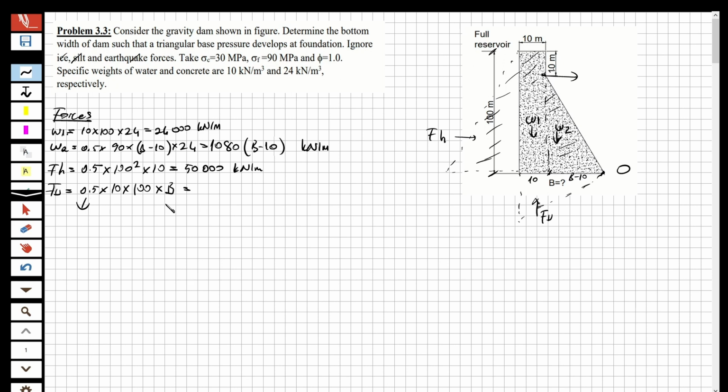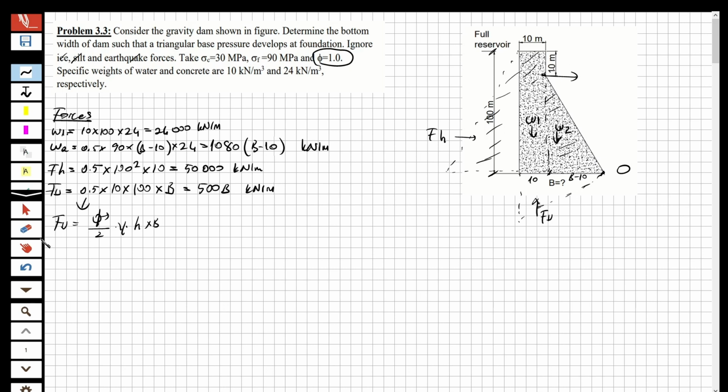For the uplift force, we have a formulation. The uplift force formulation is this one: phi over 2 multiplied by the unit weight of the water, multiplied by the hydrostatic height, and multiplied by B. So this phi is this one, I'm going to show you one second. This one, and 1 over 2 is 0.5, multiplied by 10 and multiplied by 100 multiplied by B. So this is going to be 500 B kilonewton per meter as the uplift force. Okay, so now we have the forces.